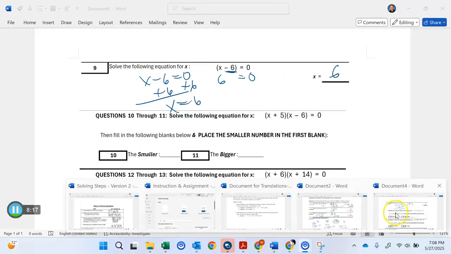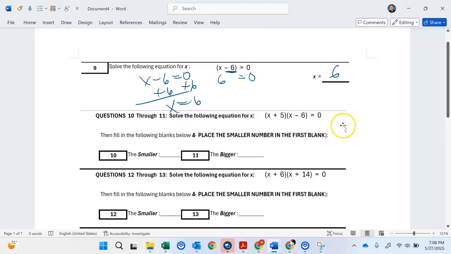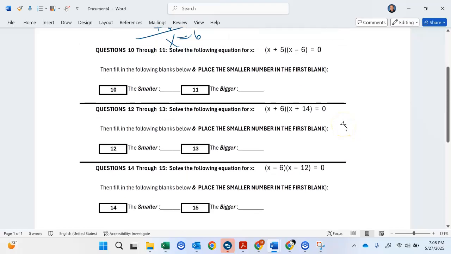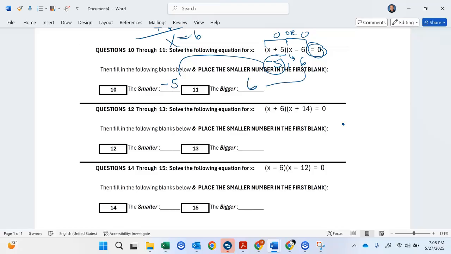to do this problem here. So that means there's two possibilities now: a smaller number and a bigger number. So what numbers make this equal to 0? Well, if either this is 0 or this is 0, then this is 0. So we know that the opposite sign is negative 5. The opposite sign here is 6. So two solutions: the smaller number is negative 5, the bigger number is 6.